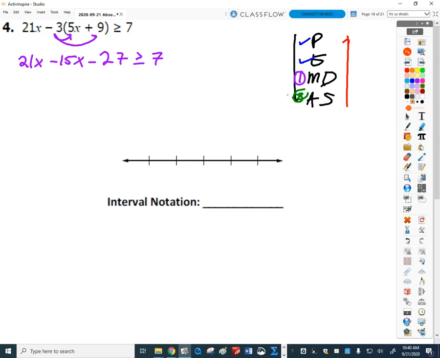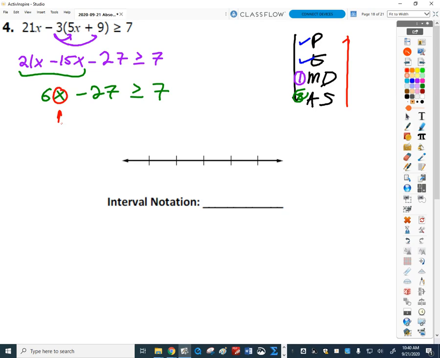The 21x minus 15x. Okay, good. So that's going to combine to 6x minus 27 is greater than or equal to 7. Good. And now we bottomed out, didn't we? We got to where we can point to a single x. And so now we can use inverse operations and isolate the x.